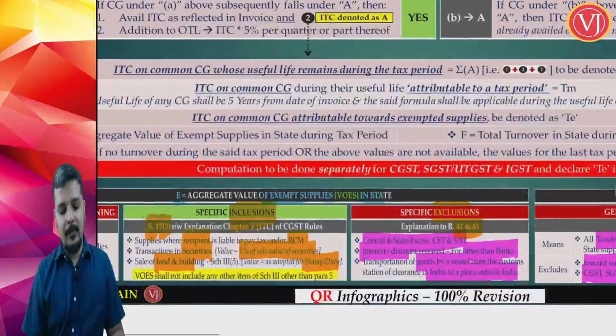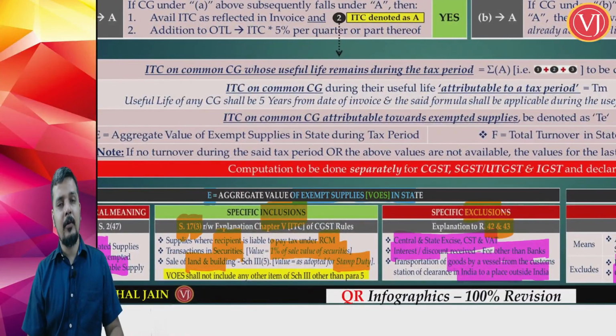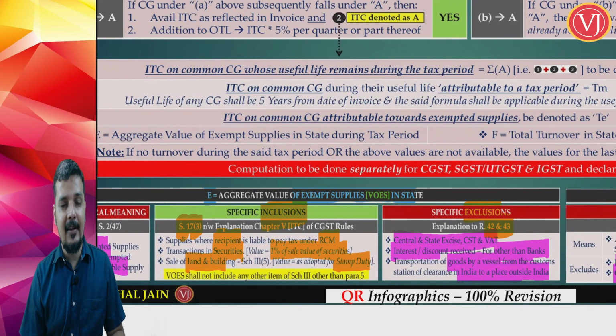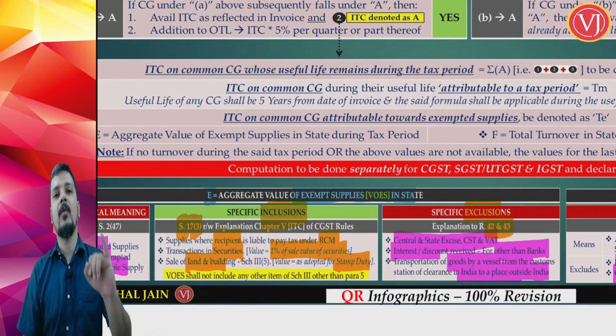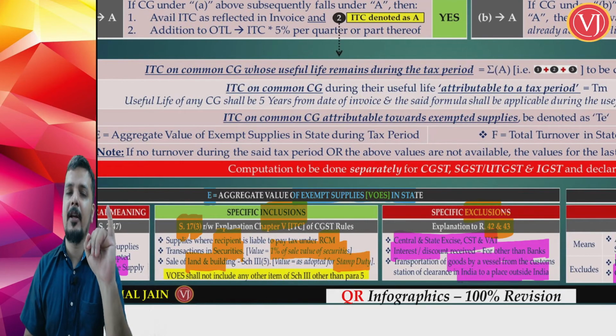Right. Now, if you see the left hand side, specific inclusions, technically they were not exempt. Three cases, they were not exempt but included in value of exempt supplies. Your outward supply under RCM, technically not exempt but included.